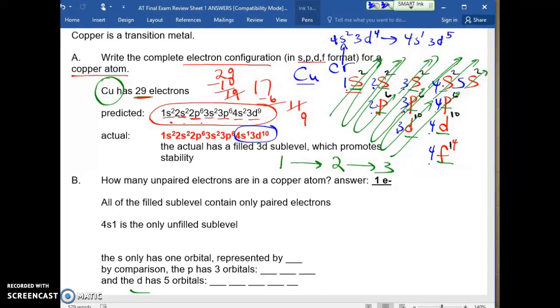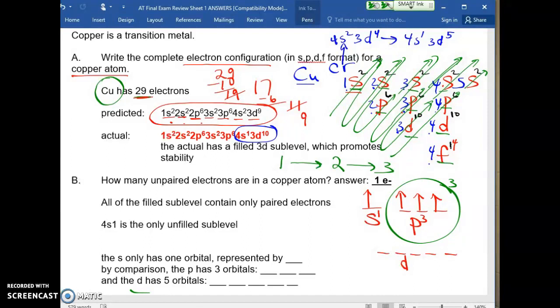Now, the next question asks you how many unpaired electrons are there in a copper atom. Well, the first thing you have to realize is that the s, p, and d distribute their electrons over a specific number of orbitals. So if you are s and you have 1 electron, that's represented by 1 up arrow. If you're p and you have 3 electrons, those electrons get distributed 1 per orbital. So in this case, the 3p has 3 unpaired electrons.